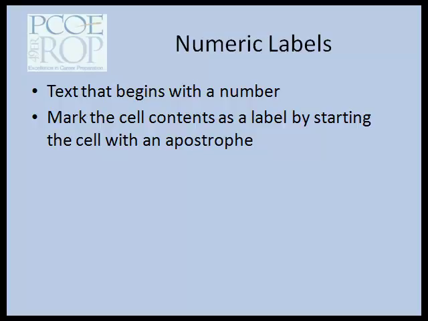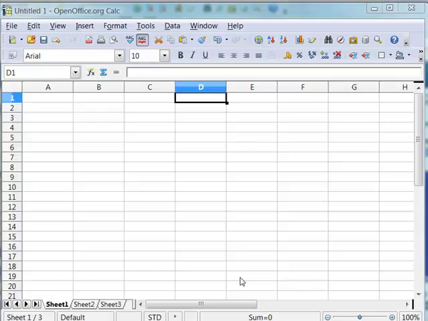There is a special kind of label called a numeric label. It's text in that it's descriptive and not calculable, but it does begin with a number. The way you can tell Calc that the text you're entering is actually a label in spite of being numeric is by marking that with an apostrophe before you start the entry of the data. The apostrophe will not display in the cell, but it will mark it as a numeric label. An example of a numeric label would be any number that isn't used for calculations.